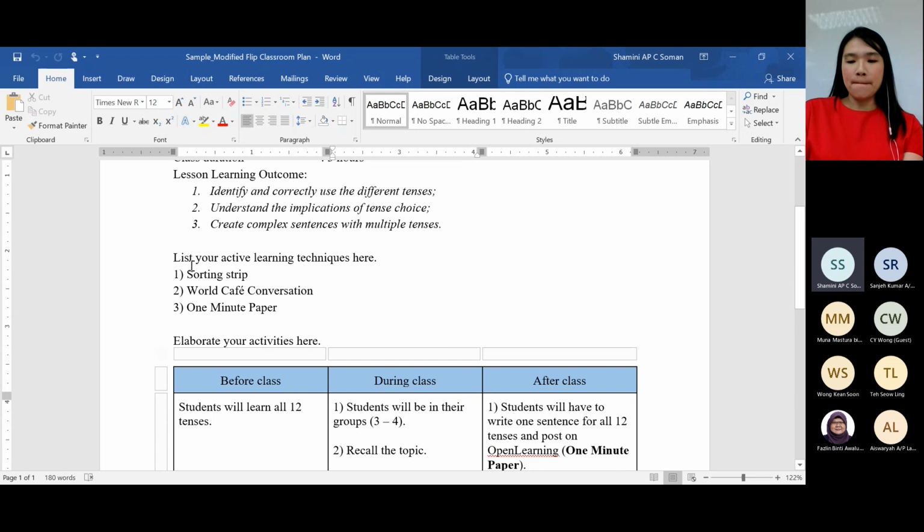Then you will have to list down your activities, your active learning techniques, what techniques you will be using here. So I will be using these three. One is the sorting strip. Another one will be World Cafe conversation. And the third one is 1 minute paper.